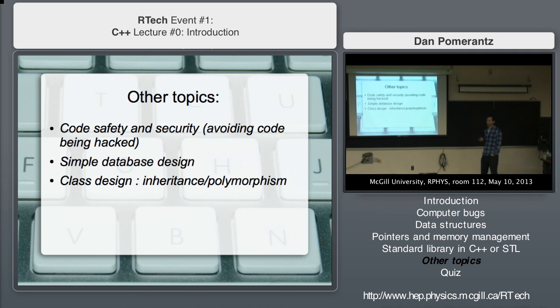Simple database design, so what can you do in terms of the database that you're actually using? How would you manage this kind of thing effectively? Kind of a more advanced topic, but just when you're designing a big program, you have lots of classes, how do you sort of lay these things out?